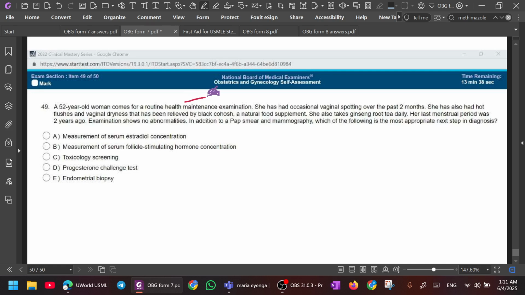A 52-year-old woman comes for a routine health maintenance examination. She has had occasional vaginal spotting for the past 2 months. She has not had hot flashes or vaginal dryness, which have been relieved by black cohosh, a natural food supplement. She also used ginseng root tea daily. Her last menstrual period was 2 years ago. Examination shows no abnormality. In addition to the pap smear and mammography, which of the following is the appropriate next step in the diagnosis?